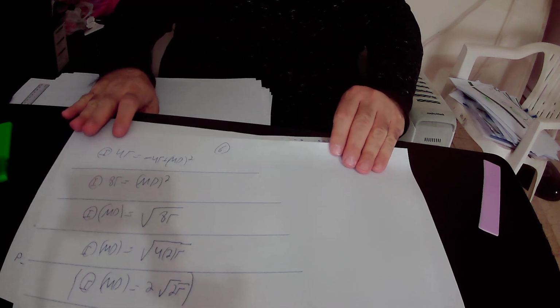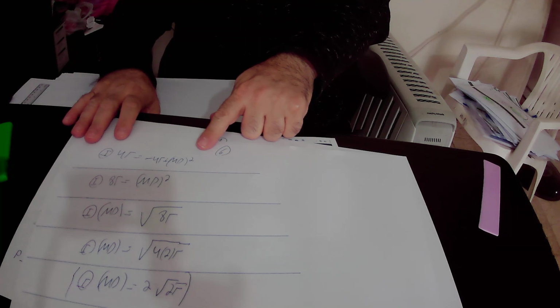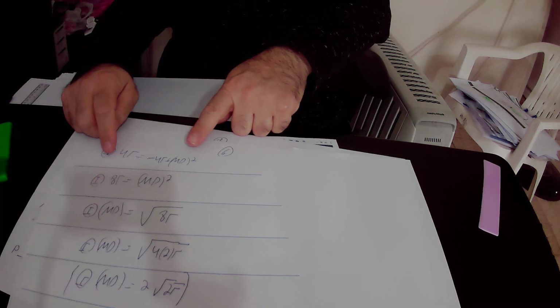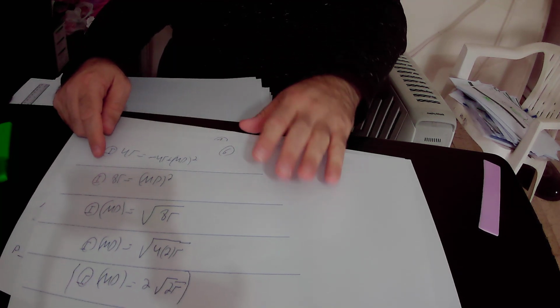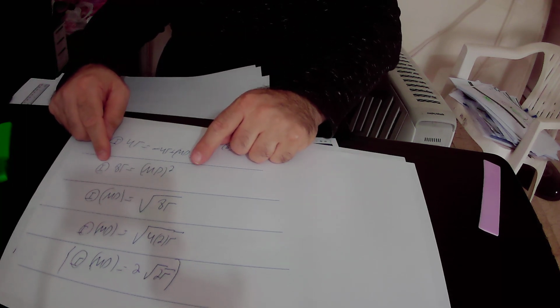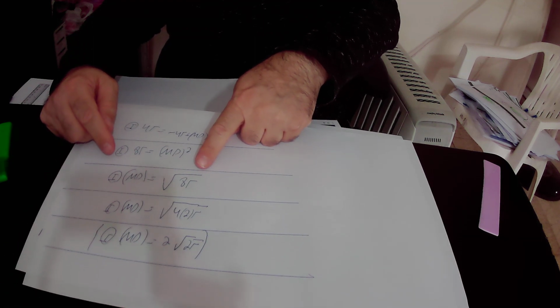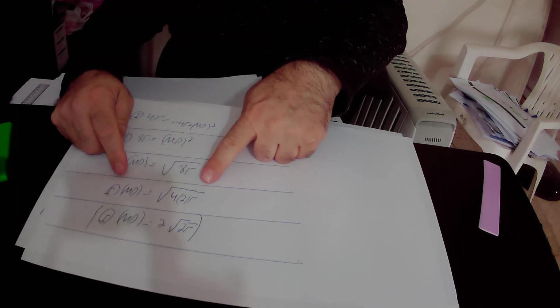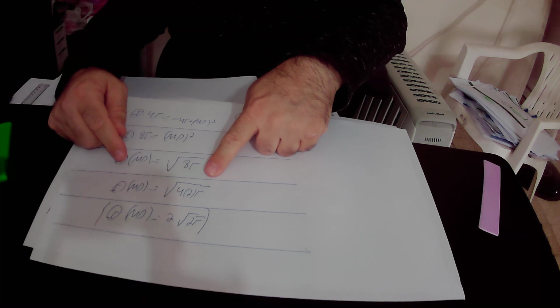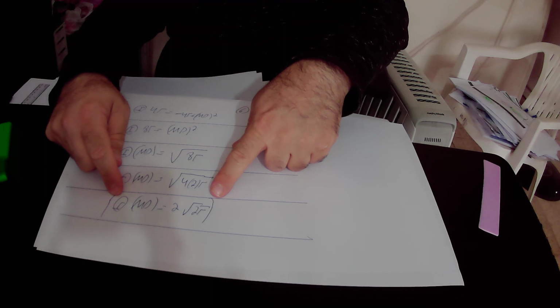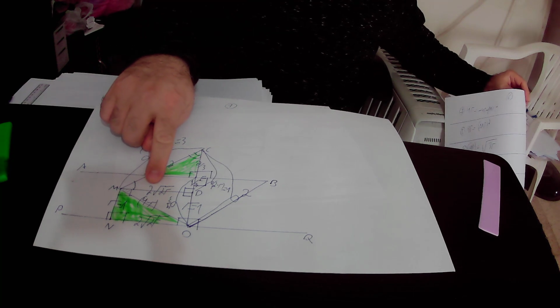We added 4R to this equation. 4R plus 4R is 8R. Minus 4R plus 4R is 0, so in total we got that 8R equals MD square. We took a root out of this equation, and we got that MD equals the square root of 8R. 8 is 4 times 2, so we substituted 8 by 4 times 2, and we got that MD equals the square root of 4 times 2 times R. We know that the square root of 4 is 2, so in total we got that MD equals 2 times the square root of 2R.